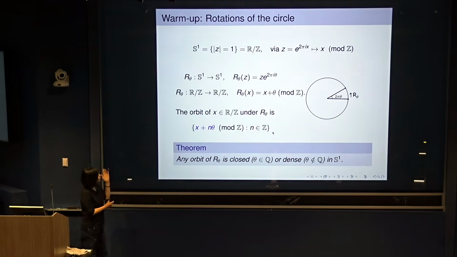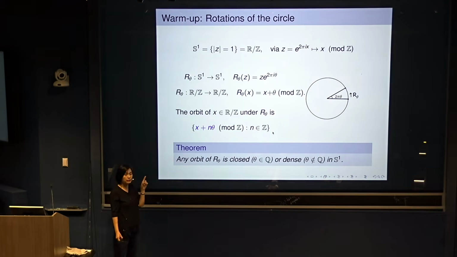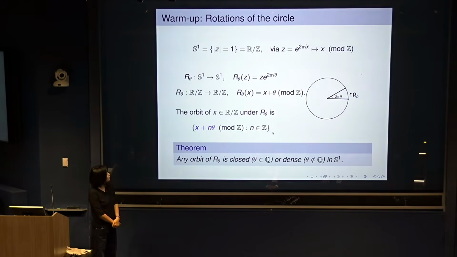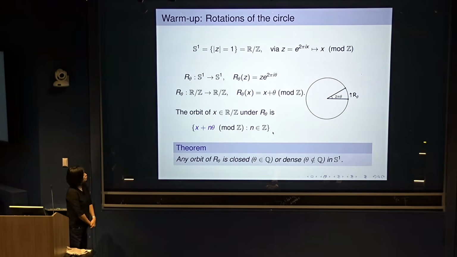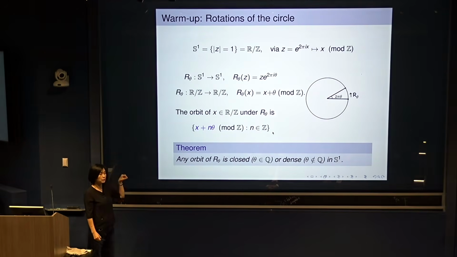Now for every angle theta, we denote by r sub theta the rotation by 2 pi theta. In the unit circle model, the map sends z to z times e^(2 pi i theta). So you rotate by 2 pi theta. In the additive model, you simply add theta: x goes to x plus theta, modulo Z. Now you pick any point x on the circle, and we consider the orbit of this point under the iterations of this rotation by theta.